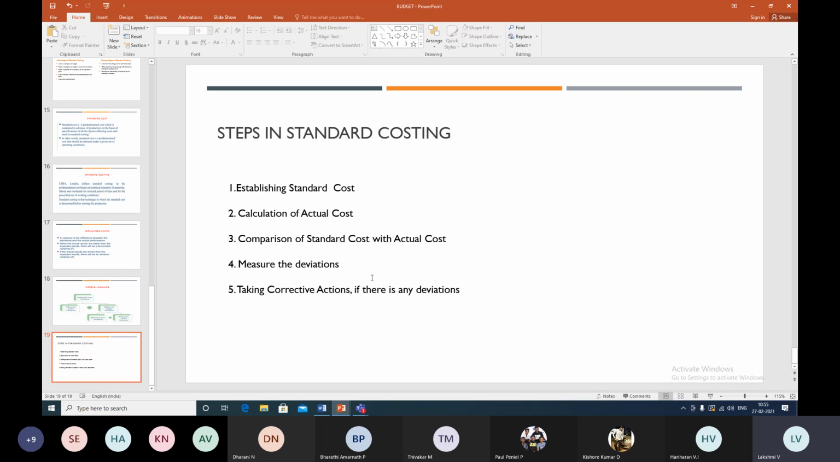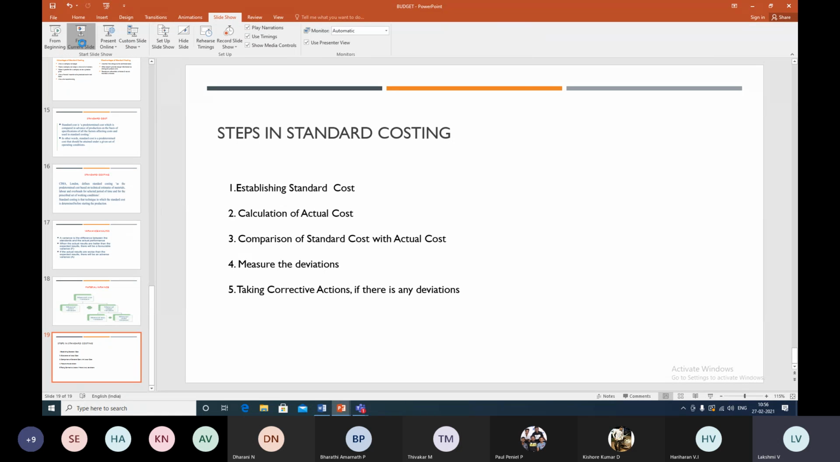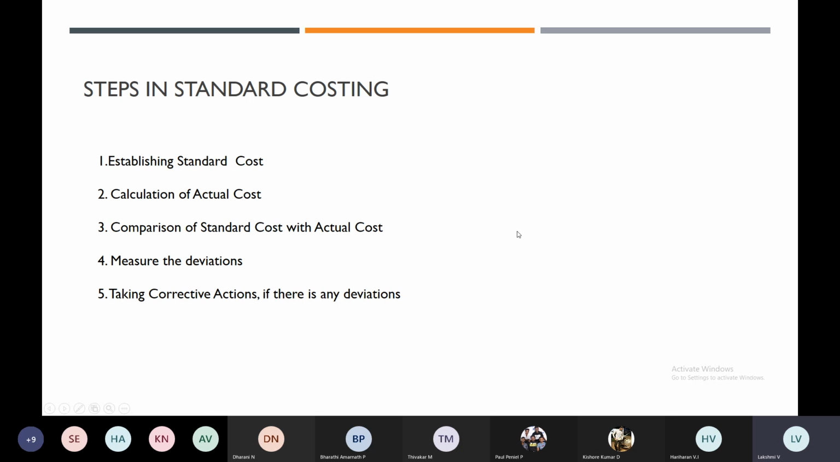So for that purpose, all these tools and techniques have been adopted in manufacturing. Standard costing is particularly suitable for manufacturing units like the sugar industry, paper making industry, oil refineries, and process industries in general. But job costing type industries, that is, those working for a specific purpose, cannot establish a standard cost.